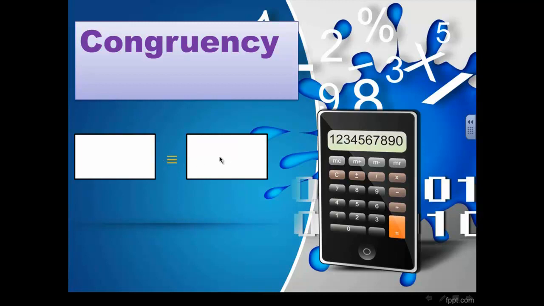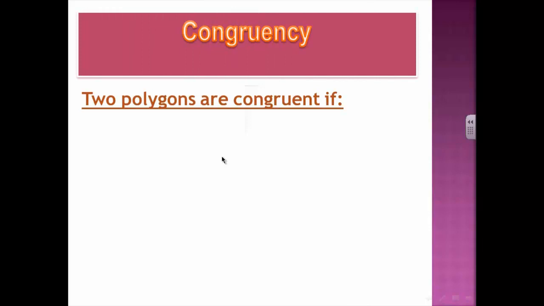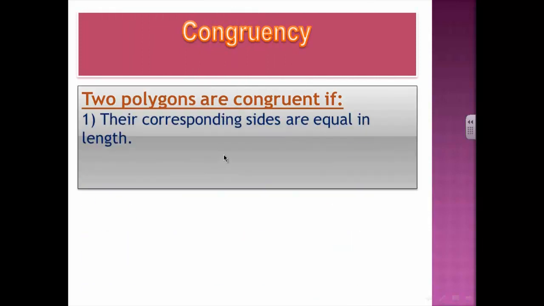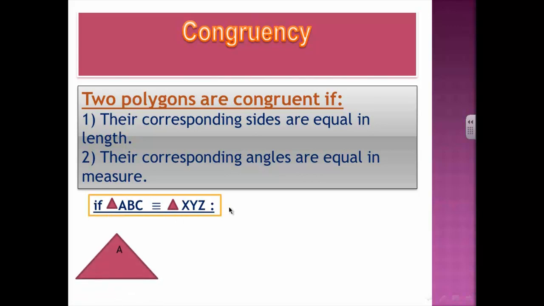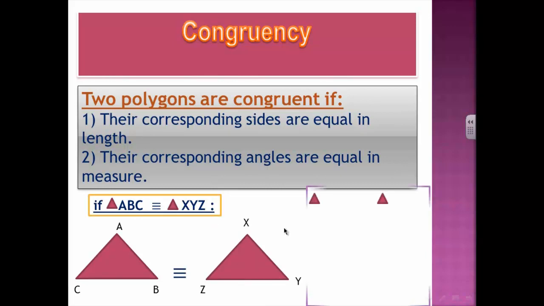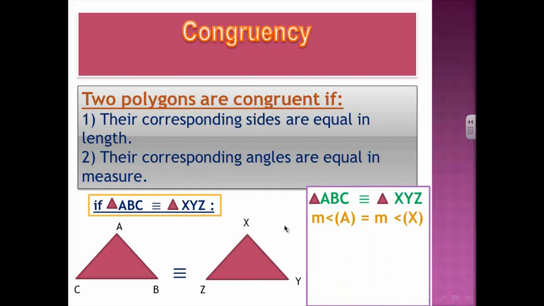Two polygons are congruent if their corresponding sides are equal in length and their corresponding angles are equal in measure. If I have two triangles, triangle ABC is congruent with triangle XYZ. The two triangles are congruent if their corresponding angles are equal in measure.